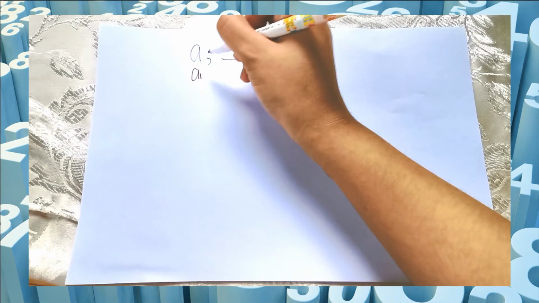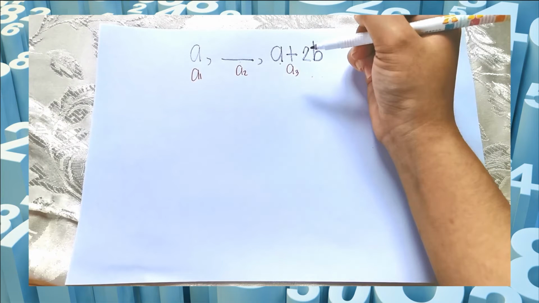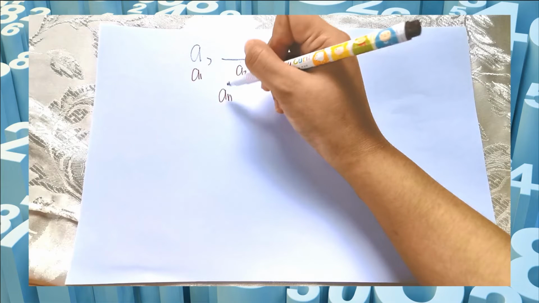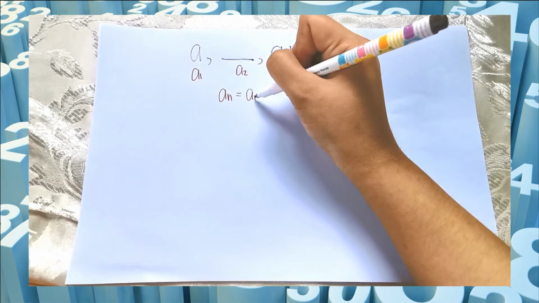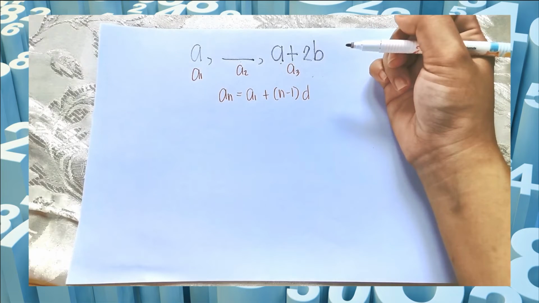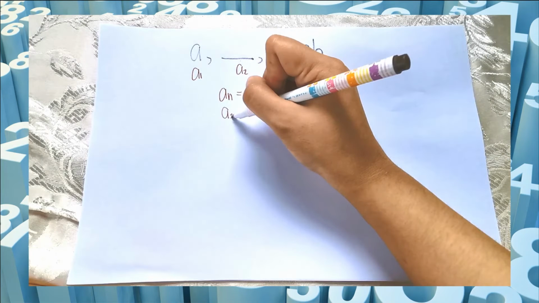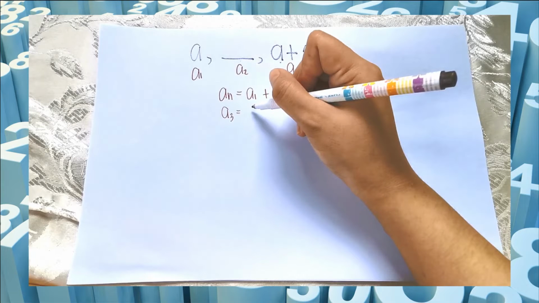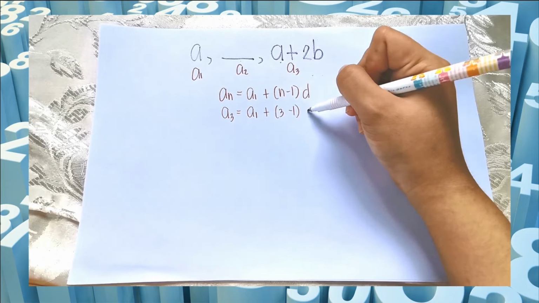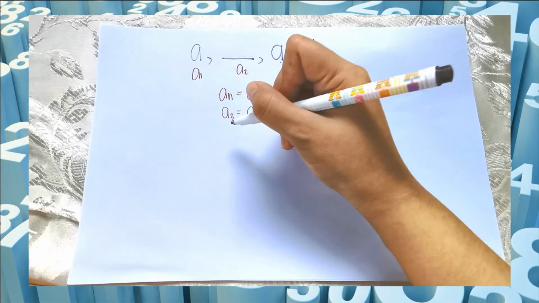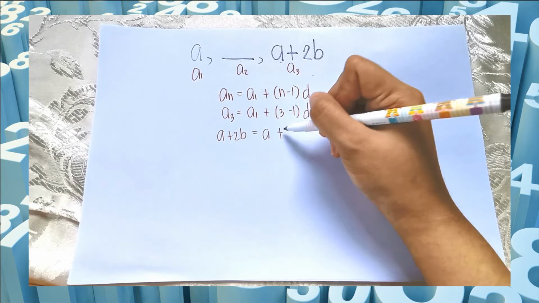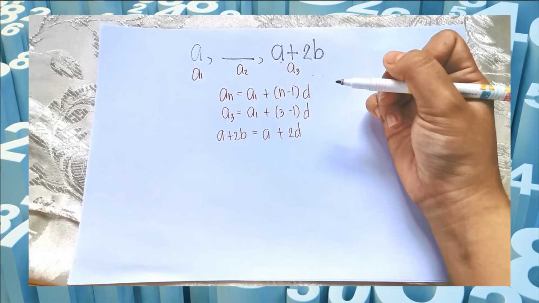First, we identify the terms of the sequence. We have a sub 1, a sub 2, and a sub 3. To determine the common difference, we will again use a sub n equals a sub 1 plus n minus 1 times d. By substitution, we have a sub 3 equals a sub 1 plus 3 minus 1 times d. A sub 3 is equal to a plus 2b, equals a sub 1, which is a, plus 2d.